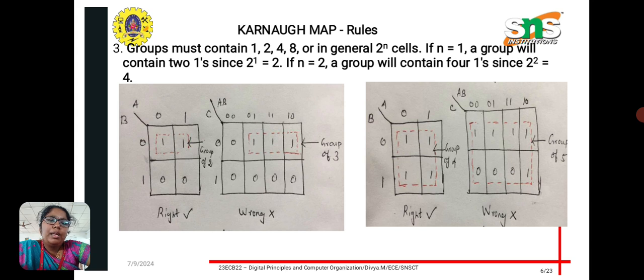A group must contain an even number of cells. We cannot group three, in odd format. We cannot group odd numbers together. We can group only even numbers, like two ones, four ones, or six ones. We cannot group together an odd count.